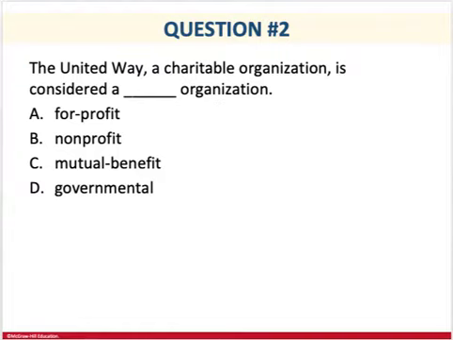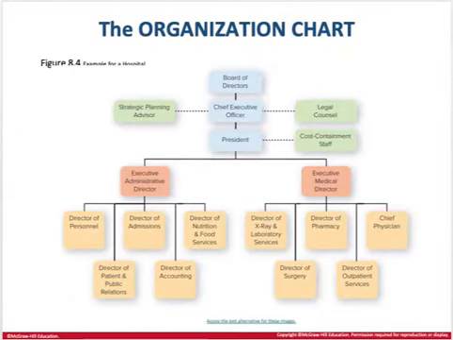The United Way, a charitable organization, is considered a blank organization. If you said nonprofit, you are correct. The nonprofit would mean that an organization does not make a profit, and United Way is an example of a nonprofit organization.